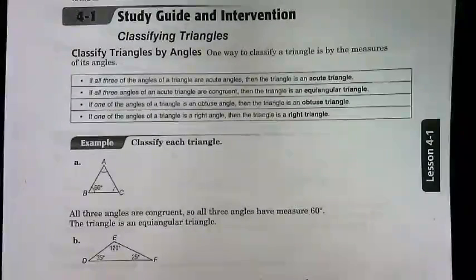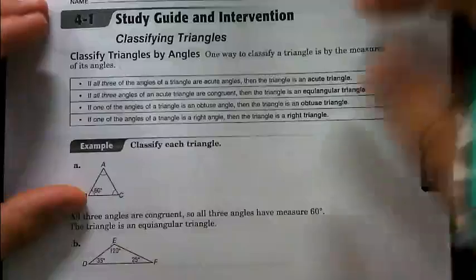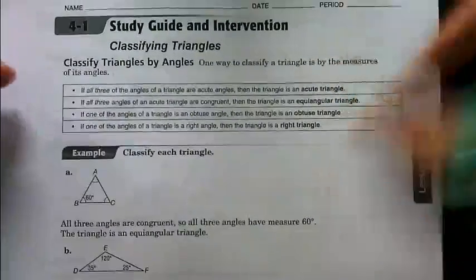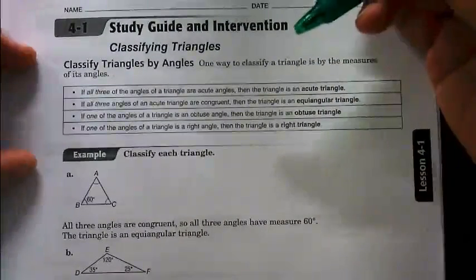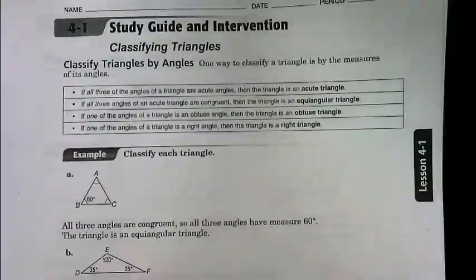All right. Now, this is your first assignment grade for the new quarter, so it's going to be due on Monday. If you look at the top part here, this first side is classifying triangles by angles. And there are 4 different ways that we can classify triangles by angles. You either have a triangle where all 3 angles are acute angles, meaning that they are angles that are less than 90 degrees.